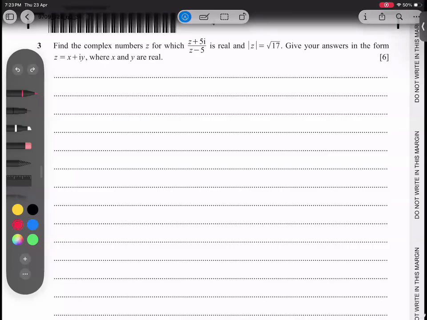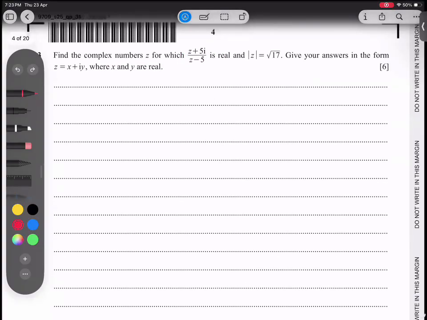Question number 3: find the complex number z. If this is real, it means it has a real part and the imaginary part is equal to 0. And the modulus of z is root 17. We have to give the answer in this form. So let's try to do it.